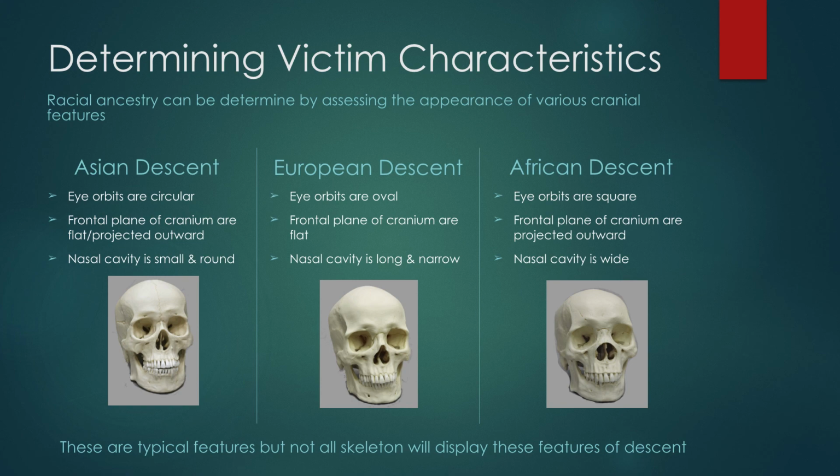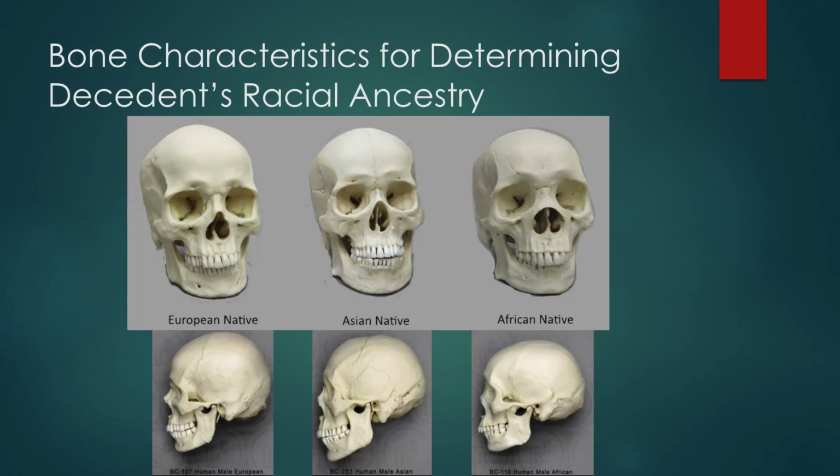When discussing the different descents, Asian descent is also known as Mongoloid descent. European descent is also known as Caucasian or Caucasoid descent, and African descent is also known as Negroid descent. So those are synonymous with one another, so sometimes they're referred to either or. Here's a larger picture of the different features of each of the craniums enlarged so you can identify those.